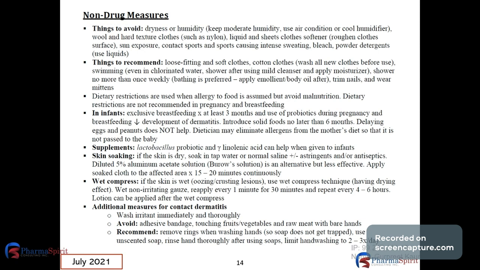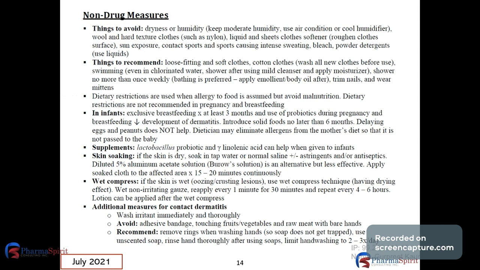The whole idea here in the wet compress is when you apply a little bit of water and you leave it for 1 minute, and then you remove the gauze, the water will evaporate, and when the water evaporates, this will cause dryness of the area. So that's why the wet compress is used in the wet skin in order to help with the dryness. In the skin soaking, we apply the soft cloth to the area for 15 to 20 minutes. Why? Because we want the water to penetrate the skin and hydrate the skin.